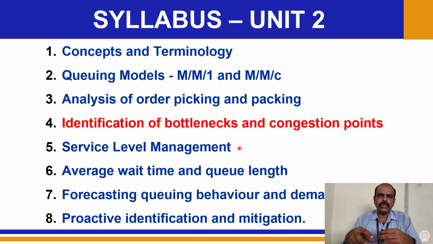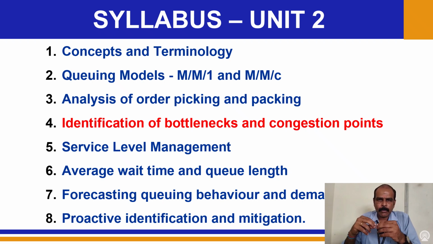So in due course, what we learn here is one important aspect: the problem has been numerically identified, and how to solve it. So that is what bottleneck and congestion points are, and that's where next we take it to service level management and proactive identification and mitigation. Units 6 and 7 are nothing but the queuing models. Already we have solved problems in this regard. So all these things are chain linked.